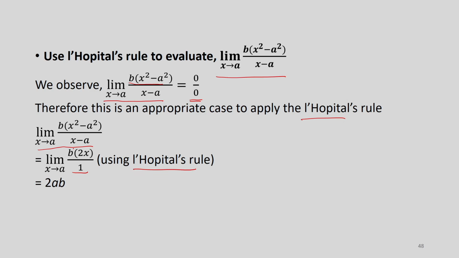And if we do so, in this case the numerator turns out to be b multiplied by 2x and the denominator is 1. So it becomes just 2bx, and as x goes to a, 2bx goes to 2 multiplied by a multiplied by b. So simply this is the answer.